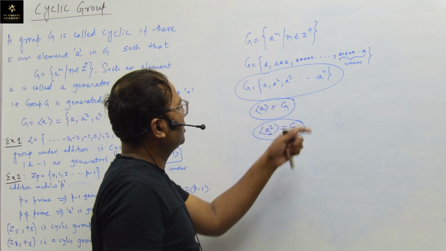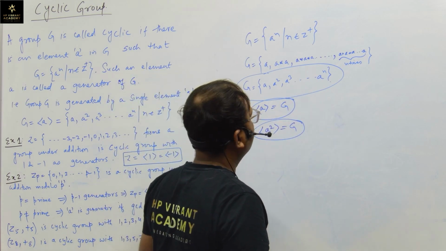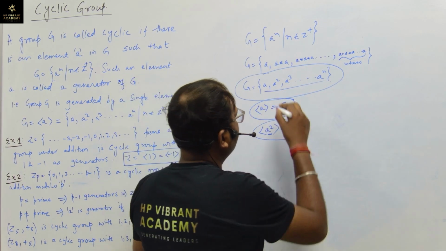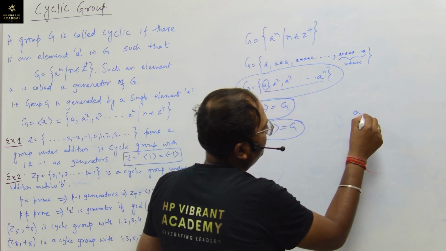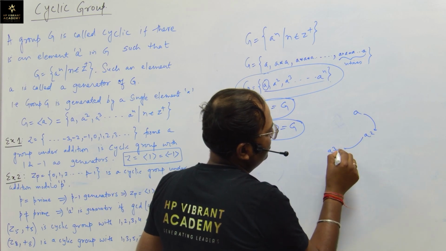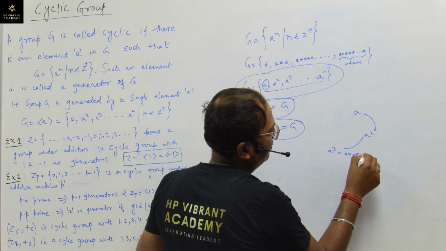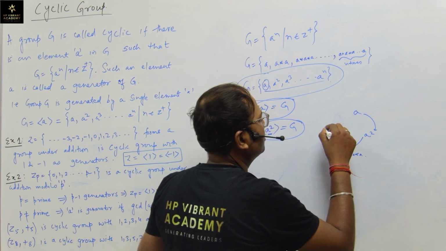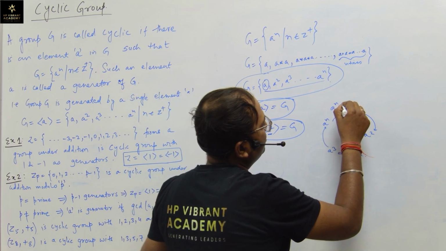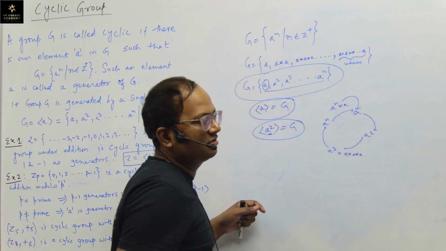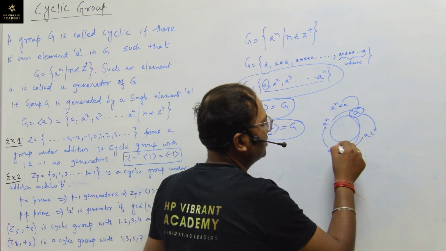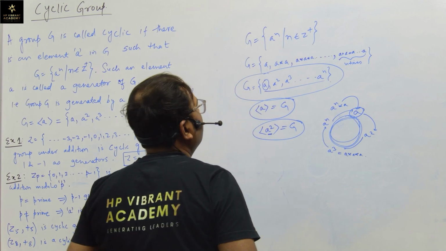Let us recall this. Why do we call this cyclic? Because the elements are arranged in such a way that they make a cycle. We have the first element as a. Let us operate this 2 times: a star a, this is a square. Now we have a cube, this is a star a star a. Now let us operate this n times, so this is a to the power n. Further operation with a results in the original element, so this is our a. The elements are arranged in such a way that it is making a cycle, so that's why it is called a cyclic group.